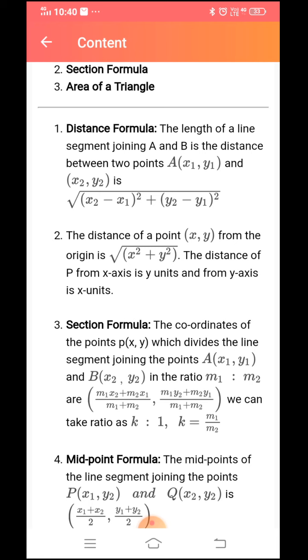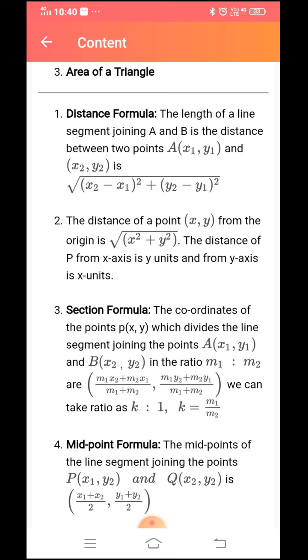Okay, then sometimes the distance from the origin, that means out of the two points, one point is the origin, whose coordinates are 0, 0. If you want to find the distance of the other point from the origin, the formula is root of x square plus y square.